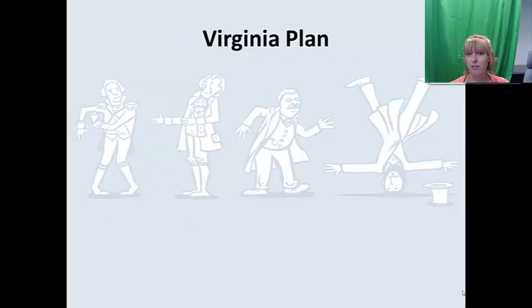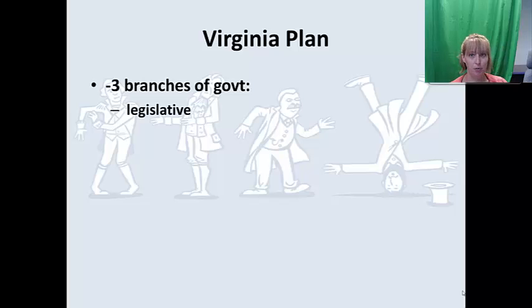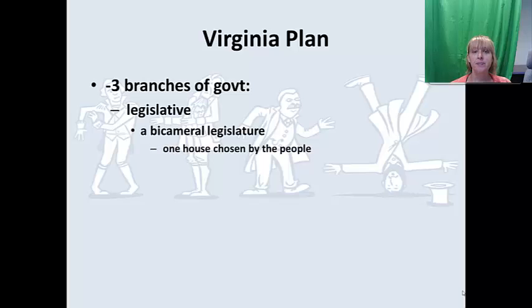All right, now, Virginia Plan. Just like the New Jersey Plan and our current government, we've got 3 branches of government. Just like before, legislative. Difference, though, is that under the Virginia Plan, the legislative branch is bicameral, so a little bit more like what we have today. One house would be chosen by the people, so election, and the other house would be chosen by the state legislature.